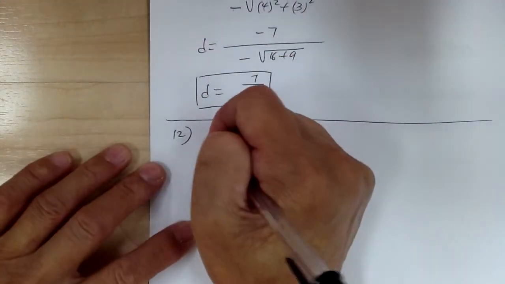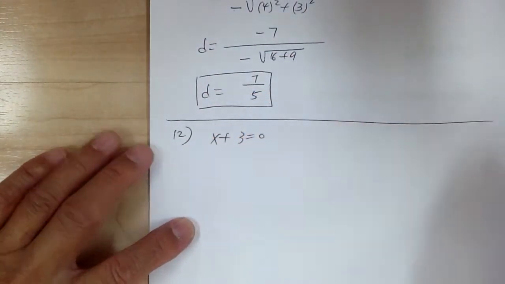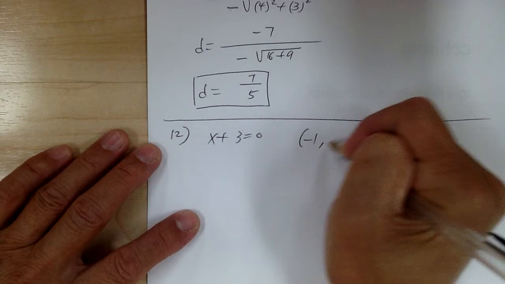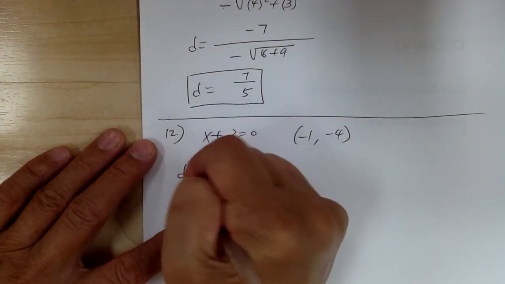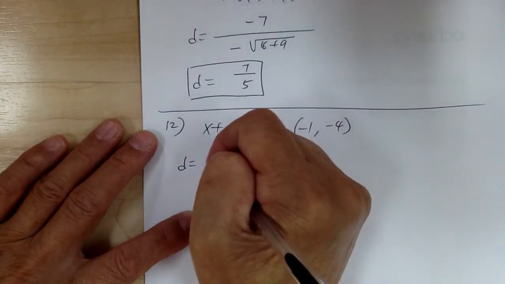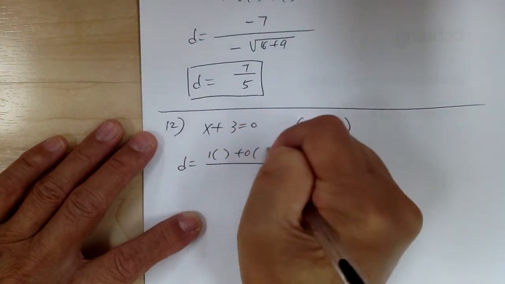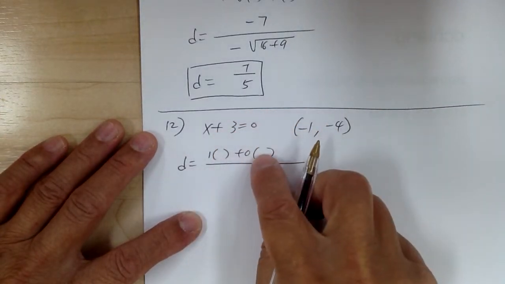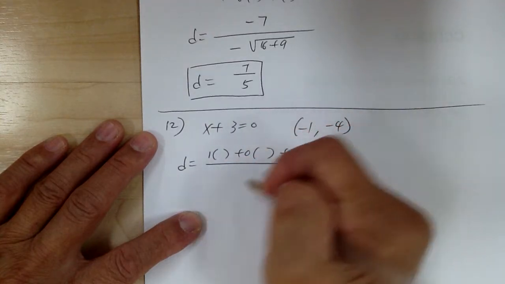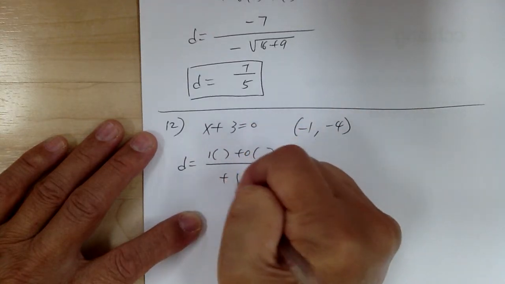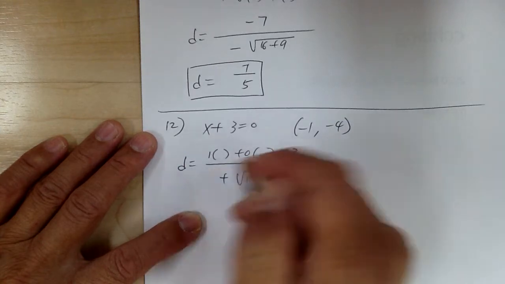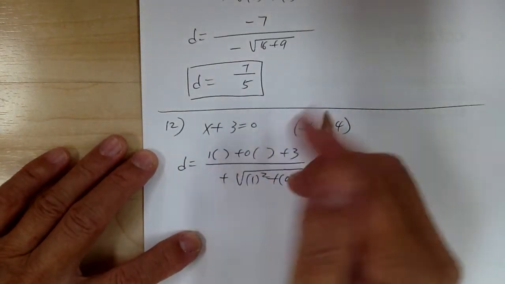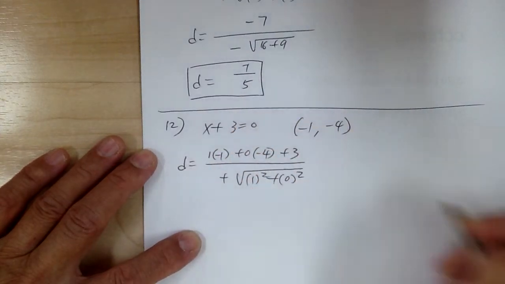Okay, number 12, you have x plus 3 equal to 0, and the point is negative 1, negative 4. So if you just go through the process, distance equals 1 times (x) plus 0 times (y), because there's no y, so it will be 0 times y, right? And you get plus square root of 1 squared plus 0 squared. If you just go through the process, you put the point in here, you get negative 1, negative 4.